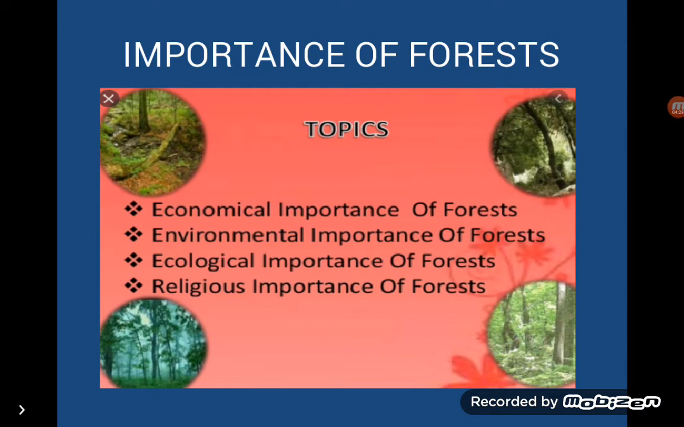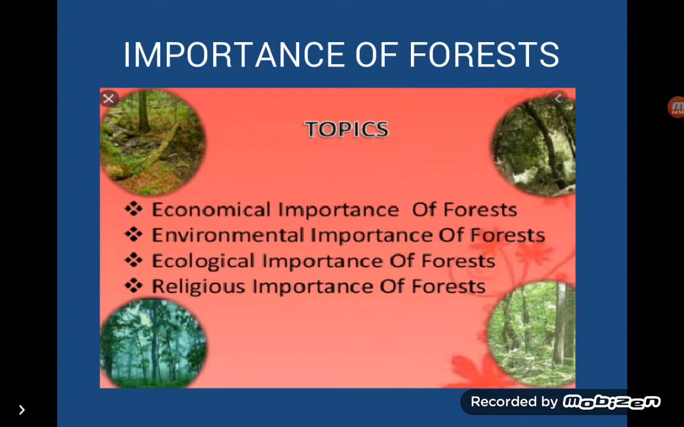Forests purify air. Plants produce oxygen during photosynthesis. This oxygen is used by animals, including human beings, during respiration. All living things produce carbon dioxide during respiration, and processes such as burning of fossil fuel also produce carbon dioxide. Carbon dioxide is a greenhouse gas that increases the earth's temperature.